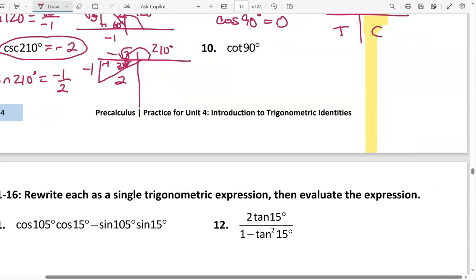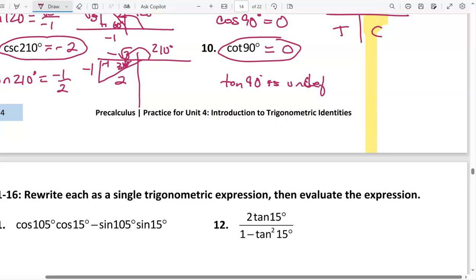And last one, cotangent of 90. Cotangent of 90 is the reciprocal to tangent. Well, if we remember that tangent of 90 is undefined, remember that from your parent functions, then cotangent of 90 must be 0, because remember 0 is the number that has no reciprocal.